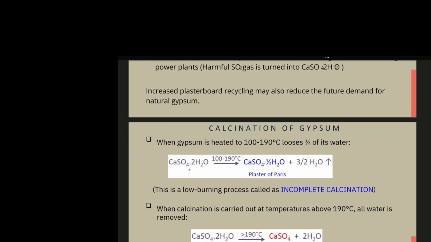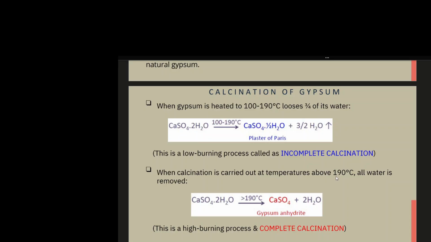So calcium sulfate plus water, as you said, this is gypsum, right? You preheat it at this temperature, you get plaster of Paris. This is not complete, this is incomplete calcination, right? Plus 1.5 molecules of water, or 3/2. And then when the calcination is carried into temperatures above 180, so let's say 195 or 200, you have gypsum anhydrite, right? Now this is complete calcination.